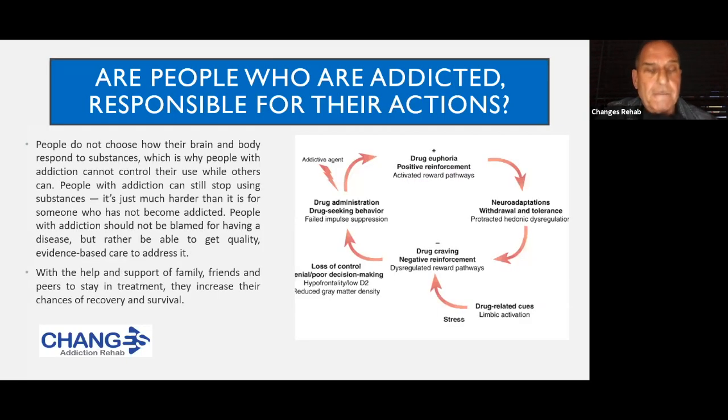Next slide. Okay. Are people who are addicted responsible for their actions? People do not choose how their brain and body respond to substances, which is why people with addiction cannot control their use while others can. People with addiction can still stop using substances. It's just much harder than it is for someone who doesn't have an addictive personality.